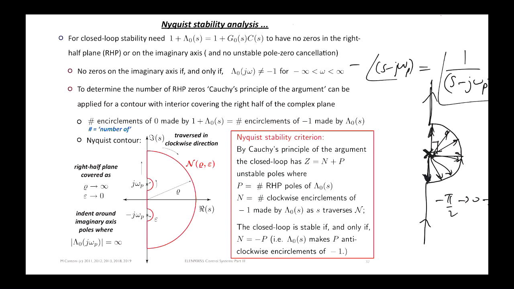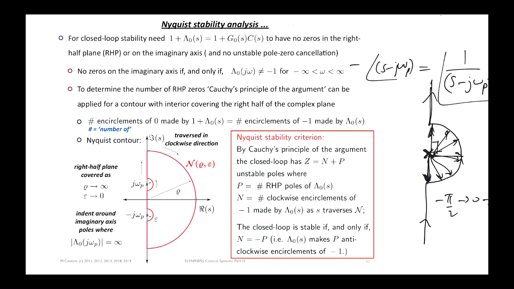The way we apply Cauchy's principle of the argument is we evaluate not this, but just the open loop transfer function at points along this contour, where we make little indentations around the open loop poles on the imaginary axis, so that we end up with finite points and can keep track of how phase is changing as we move along this contour in the clockwise direction. So we're mapping points along here to new points in the complex plane under the open loop transfer function. That gives us a new contour in the complex plane.